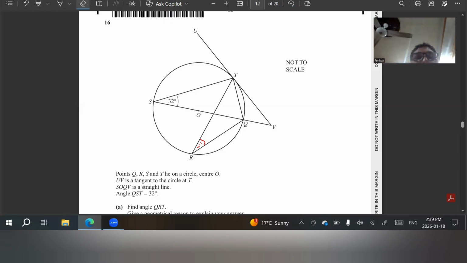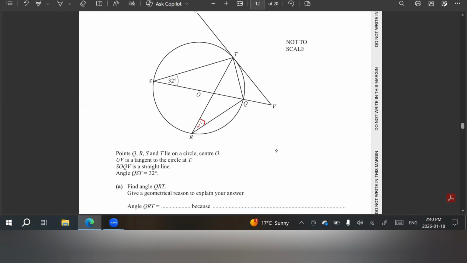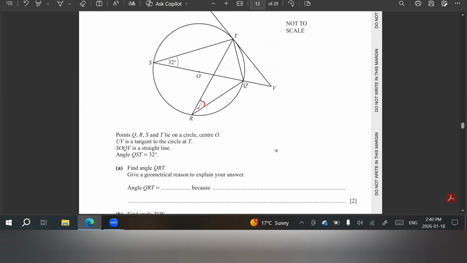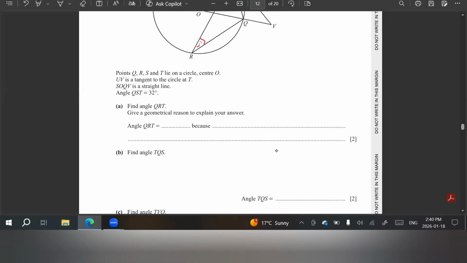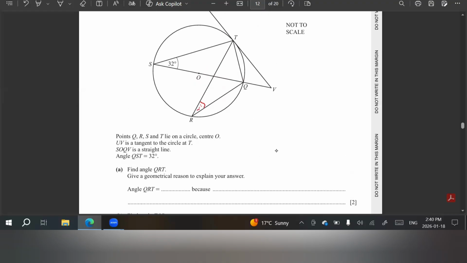We were working on question number 16, and let me switch off the camera. Question number 16 is showing up on your screen. We were working on its A part, and we are done with it. This angle is equal to 32. The next question asks us to find the angle PQS. So they want me to find out this angle.